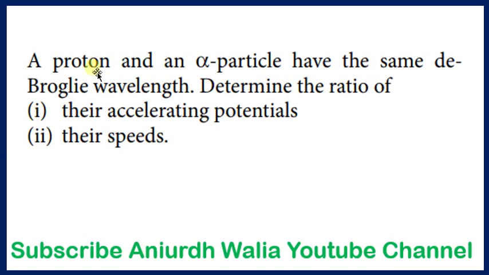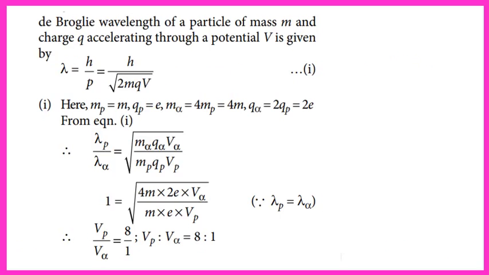Now the next problem: a proton and an alpha particle have the same de Broglie wavelength. Determine the ratio of their accelerating potential and their speed. Proton and alpha particle have the same de Broglie wavelength, and you have to determine the ratio of accelerating potential and speed. In the previous papers of NEET and JEE, they have asked a similar problem. So I'll provide the solution for this.